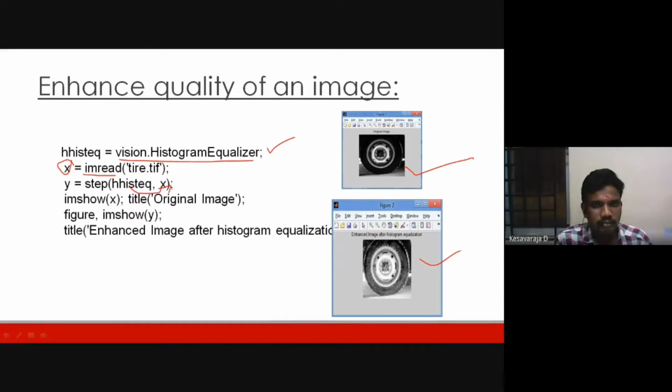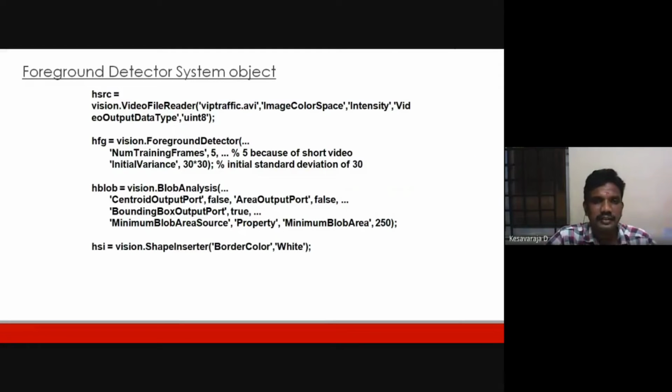So vision is the object. Histogram equalizer is a class. HISTEQ is a handler for that object. Step is a function. We are applying the image as well as that histogram equalizer. The step function applies the handler to that particular image or particular video. So that's the thing. So yes, fine. It's my first experiment of object detection.